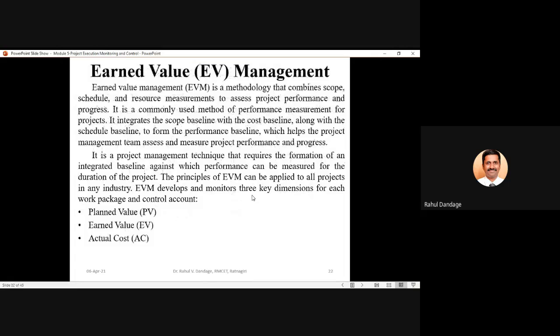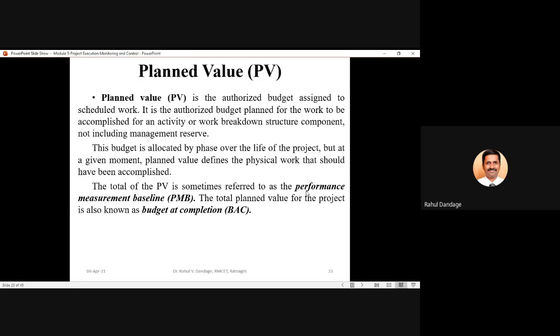Now we will go for understanding these various terminologies individually so that we'll come to know the meaning of this particular terminology. So the planned value, PV, is nothing but the authorized budget assigned to scheduled work. For any project you prepare some budget, you get the budget approved from the concerned authorities, the concerned stakeholders or the higher top management authorities, and that is nothing but the authorized and approved budget which is assigned to the particular project.